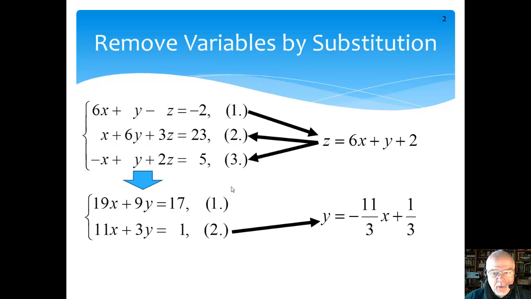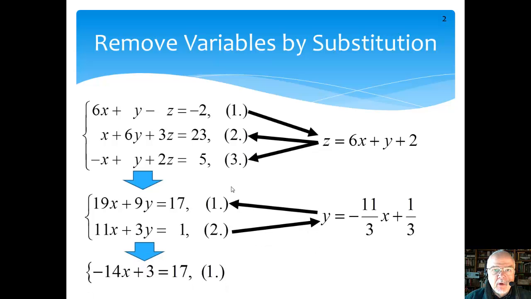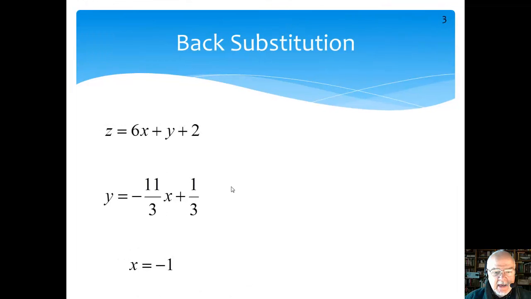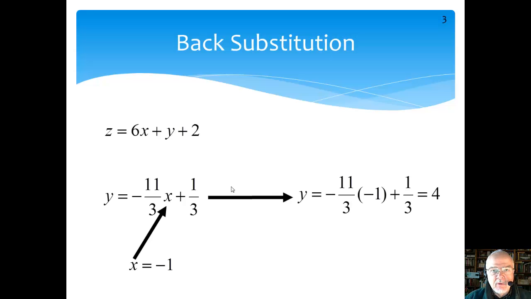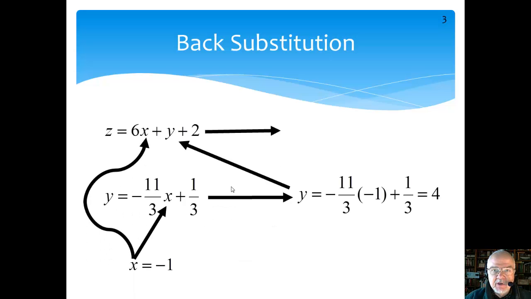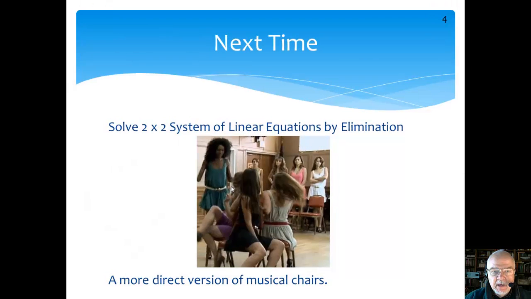We repeated the process, and we ended up with a 1x1 system of equations, and using the techniques of Algebra 1, we discovered that x equals minus 1. We then went back and substituted x equals minus 1 into the y equivalent, which we had determined from the second system of equations. When we did, we found that y equals 4. Then we took the values x equals minus 1 and y equals 4, and we back substituted that into our first equivalent, and we discovered that z equals 0.